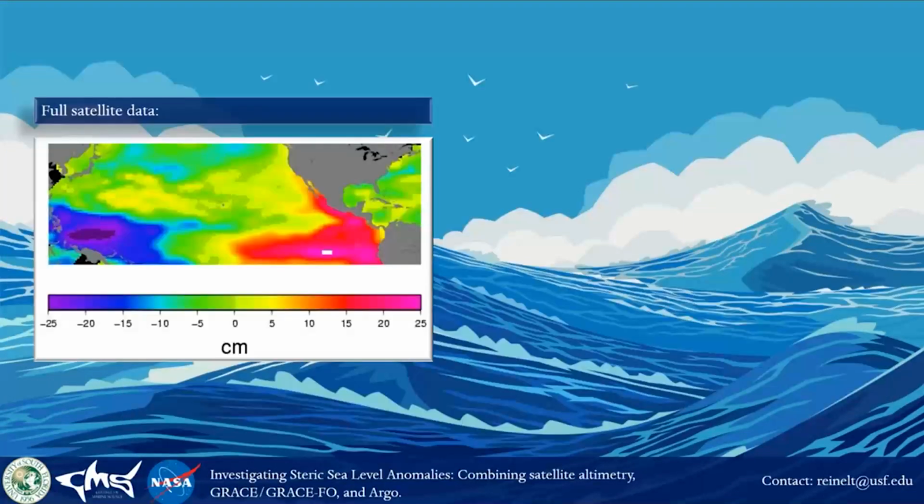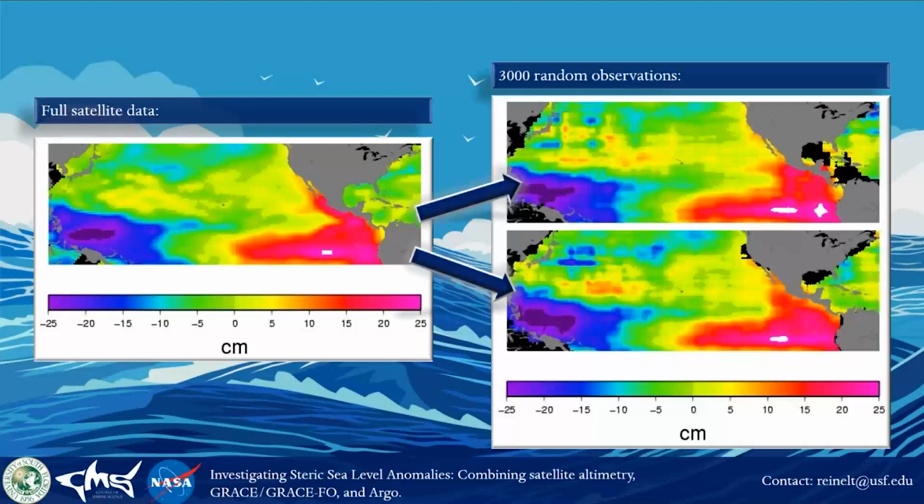And here's an example of why we want to remove those small scale processes. This is an optimal interpolation of steric sea level of the full satellite data. And this is using that same mapping method using just 3,000 random observations from satellite altimetry. And you can see here's just a couple of the differences. And for this reason, we're treating mesoscale features as spatially correlated errors for our calculation in order to remove this kind of variability.